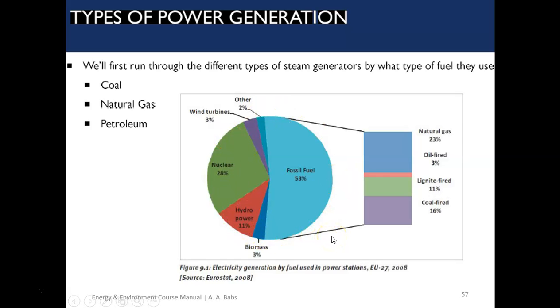Now, when we talk about fossil fuel, this 53% is divided into different types of fossil fuel power generation plants that we have. We have the natural gas, we have the oil-fired power plants, we have the lignite-fired power plants, we have the coal-fired power plants. You will see the percentage and shares of all of these power plants when it comes to generation of energy for that particular year. So natural gas generated most of the electricity that was generated for that particular year, followed by coal-fired power plant, then lignite, and then the oil-fired power plant.